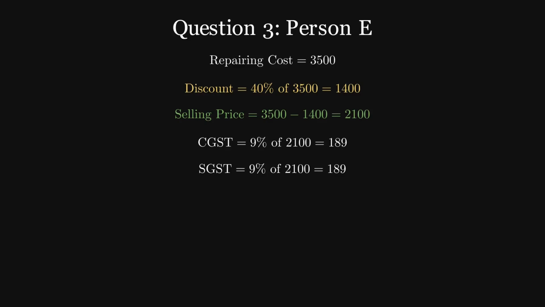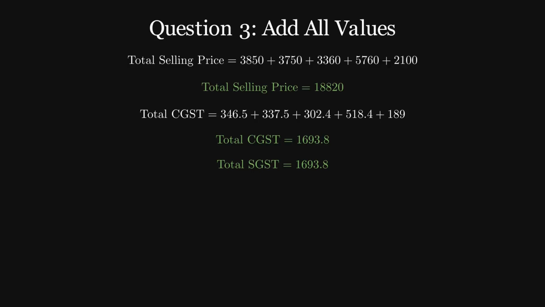Now adding all the selling prices, total selling price is 3,850 plus 3,750 plus 3,360 plus 5,760 plus 2,100. This gives rupees 18,820. Total CGST is rupees 1,693.8. Total SGST is also rupees 1,693.8.